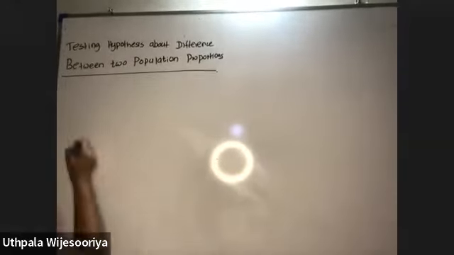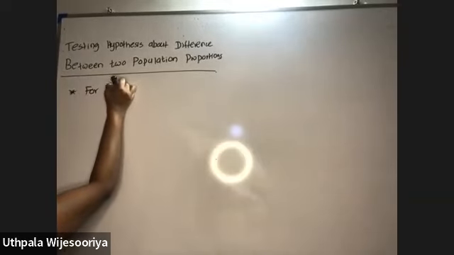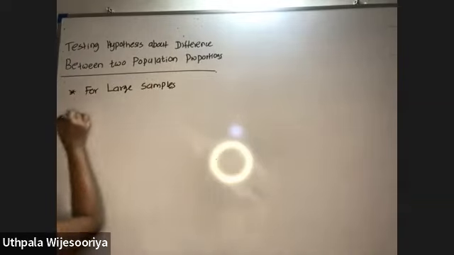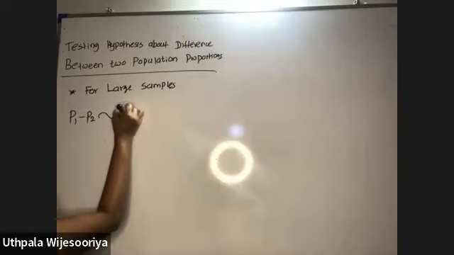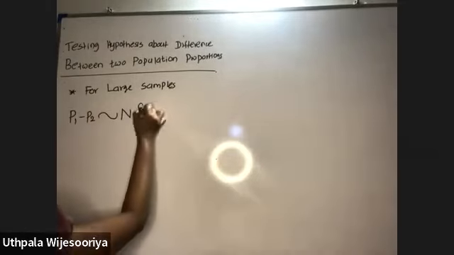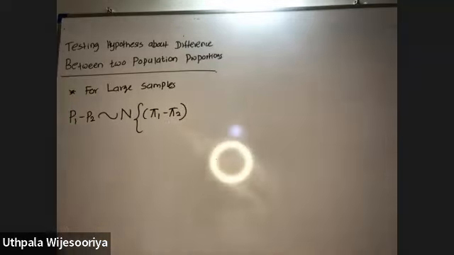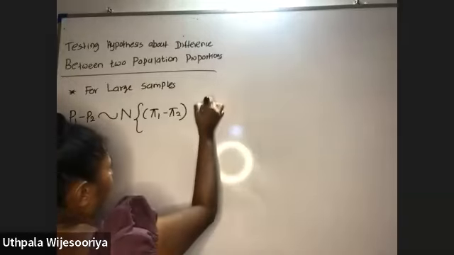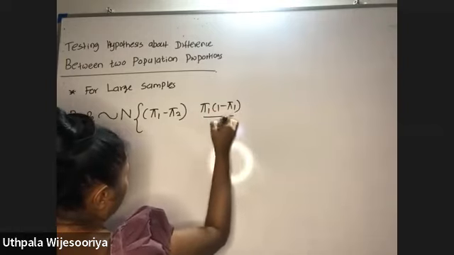P1 minus P2. The large sample condition: P1 minus P2 is normally distributed with phi 1 minus phi 2. What is the variance? Variance is phi 1 into 1 minus phi 1 over n1 plus phi 2 into 1 minus phi 2 over n2.